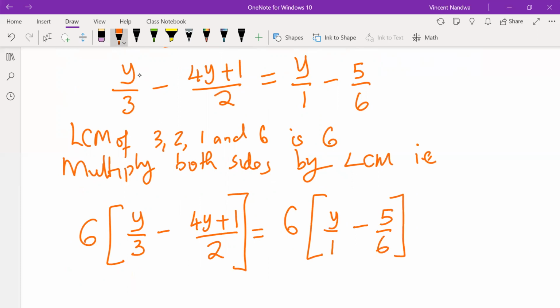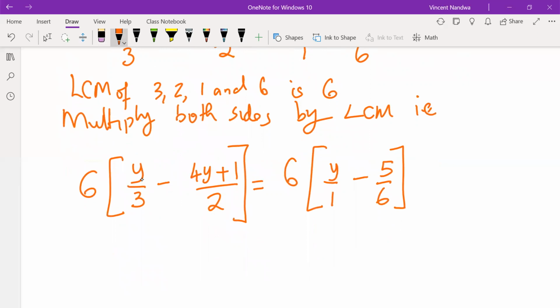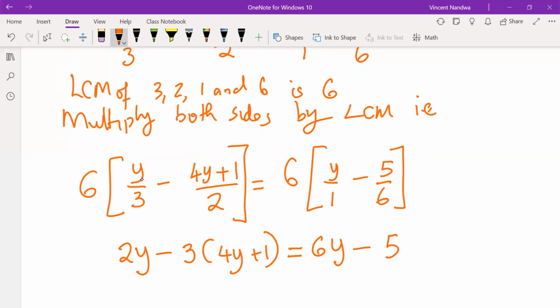And always it's good to write the LCM on the left-hand side so that whenever there's a negative sign, you don't confuse the signs. So 6 divided by 3 will be 2y. 6 divided by 2 is 3, so we'll have minus 3 into 4y plus 1. These brackets are very key so that you don't confuse the signs. 6 divided by 1 is 6, so we'll have 6y. 6 divided by 6 is 1, so this is just minus 5. So remember, this number is affecting this term and this term. Similarly, this 6 affects this term and this term.